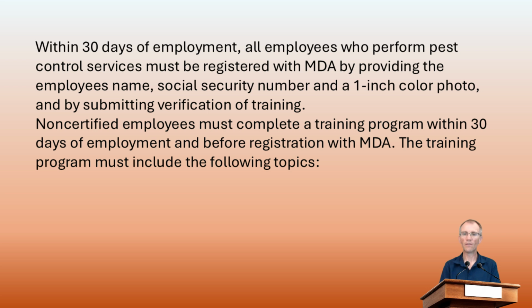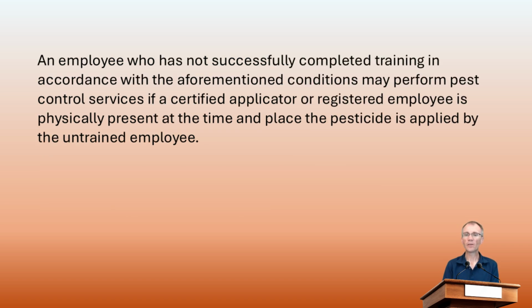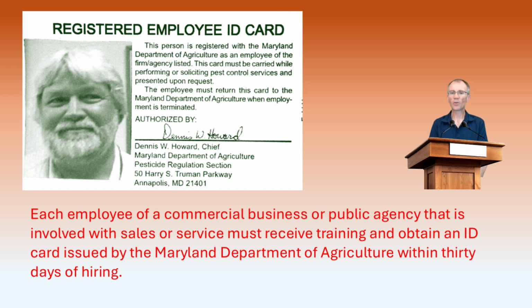The training program must include the following topics: pesticide laws and regulations, label comprehension, safety and emergency procedures, proper pesticide handling and storage, environmental and health concerns, integrated pest management, IPM principles, pest identification and control recommendations, and pesticide application techniques. An employee who has not successfully completed training in accordance with the aforementioned conditions may perform pest control services if a certified applicator or registered employee is physically present at the time and place the pesticide is applied by the untrained employee. Each employee of a commercial business or public agency that is involved with sales or service must receive training and obtain an ID card issued by the Maryland Department of Agriculture within 30 days of hiring.